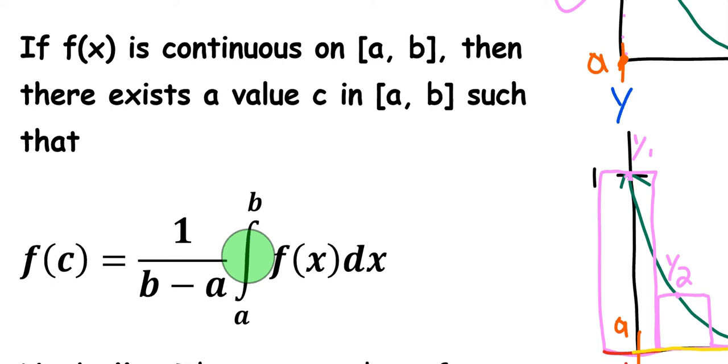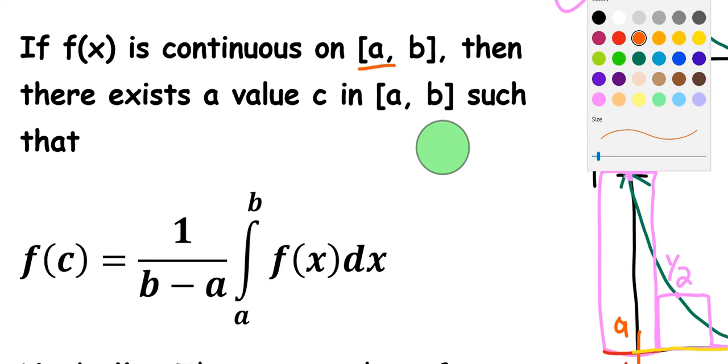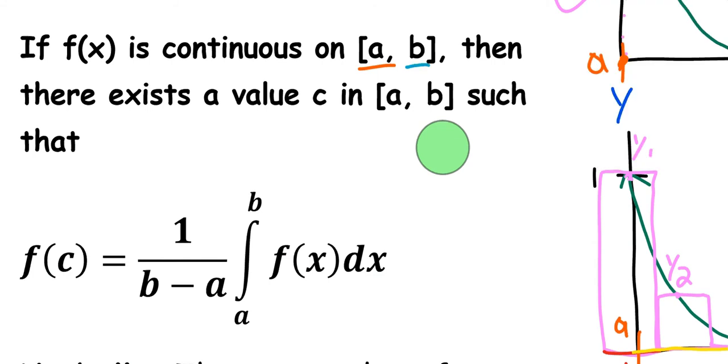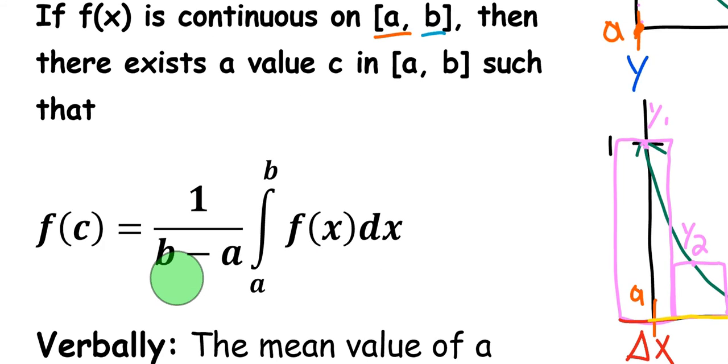For now, let's look at the formal definition, which says that if f of x is continuous, meaning no break in the graph, on the interval a b. Now this is very important because if you have no interval, then it's very difficult, if not impossible, to find the average y value. So we want to make sure we talk about the interval from a to b, for example from 1 to 2 or from 3 to 7 or whatever. Then there exists a value c in the interval a to b such that the following is true.